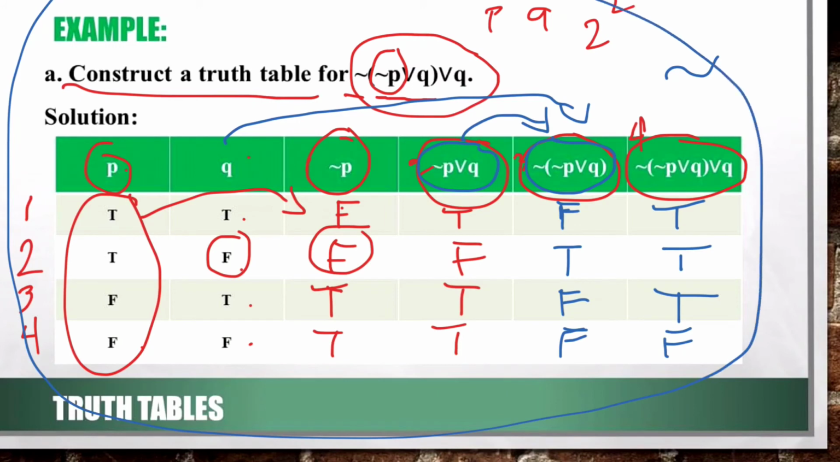Nakapagawa na tayo ng isang truth table. Na-identify na natin yung kanyang columns, na-identify yung rows, and na-fill natin yung mga kulang sa kanya.